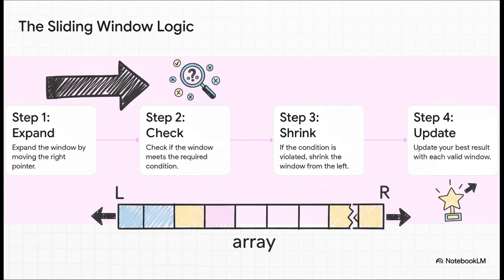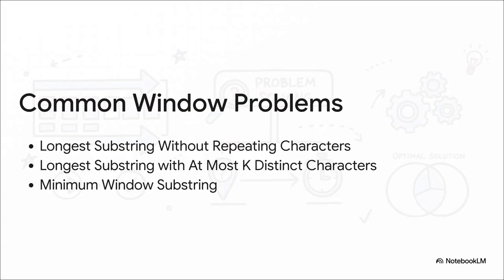And all the while, you're keeping track of the best, most valid window you've seen so far. And trust me, you see this pattern everywhere in coding interviews. Problems like finding the longest substring that has unique characters, or maybe the shortest substring that contains a certain set of characters, these are all classic sliding window problems.